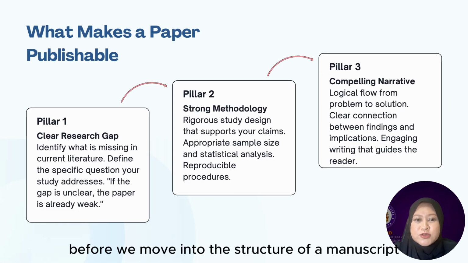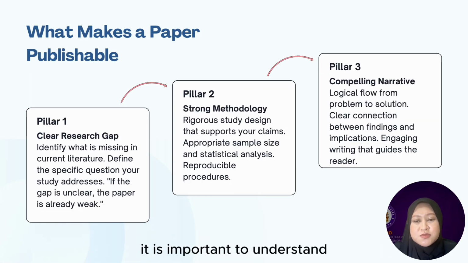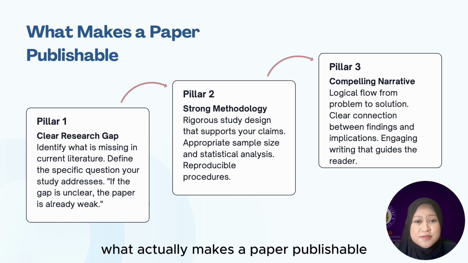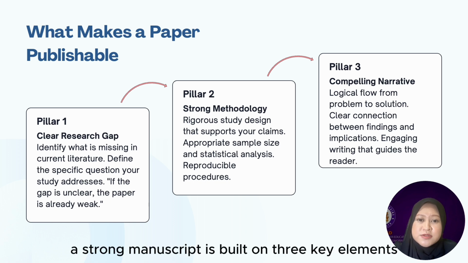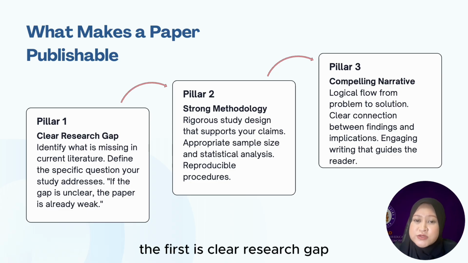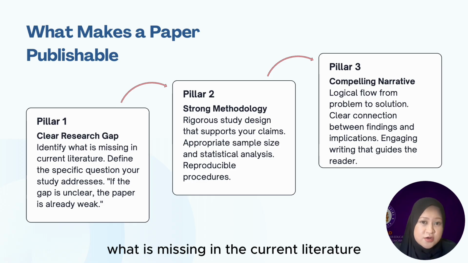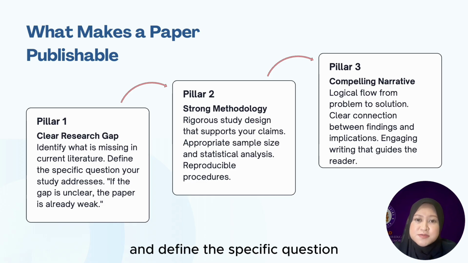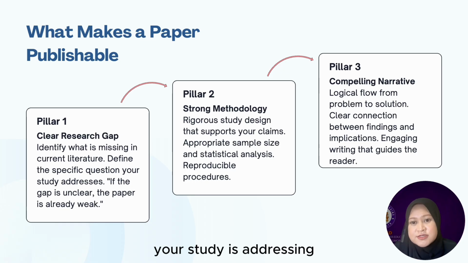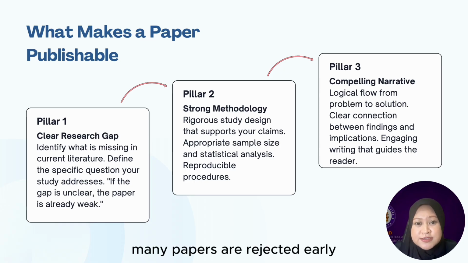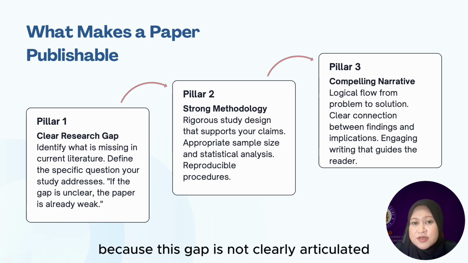Before we move into the structure of a manuscript, it is important to understand what actually makes a paper publishable. In general, a strong manuscript is built on three key elements. The first is a clear research gap. You must be able to identify what is missing in the current literature and define the specific question your study is addressing. Many papers are rejected early because this gap is not clearly articulated.